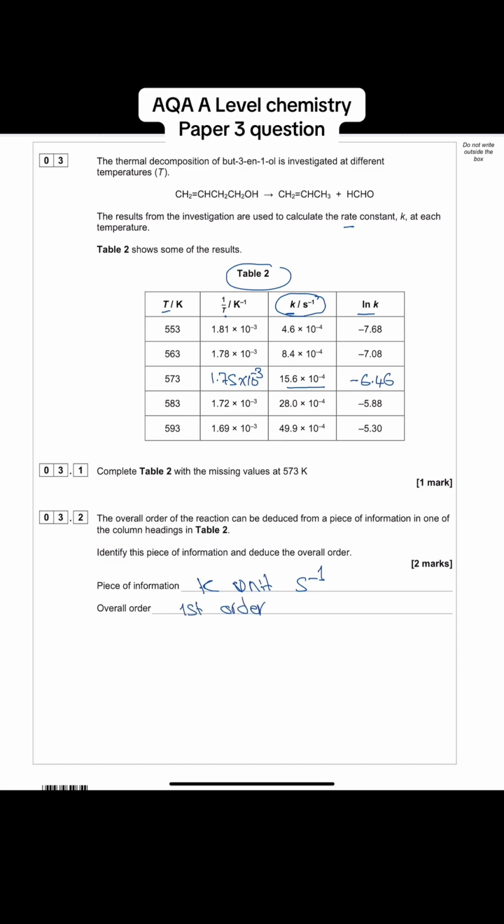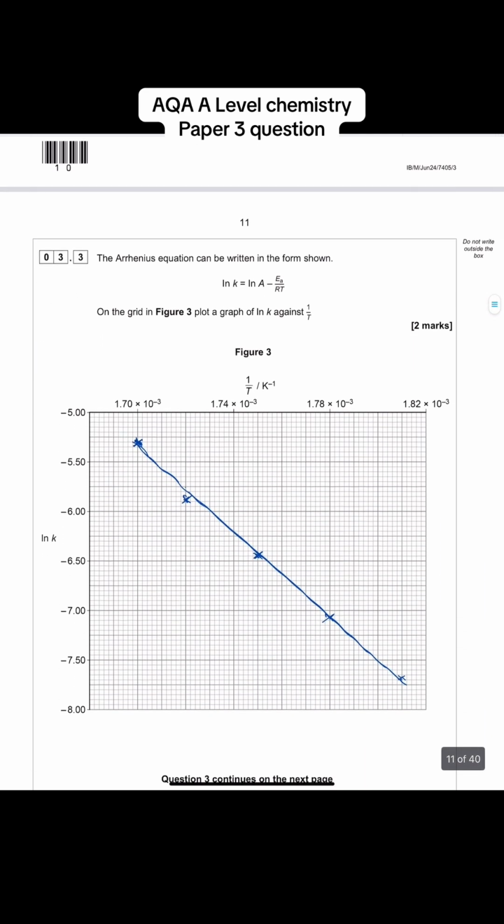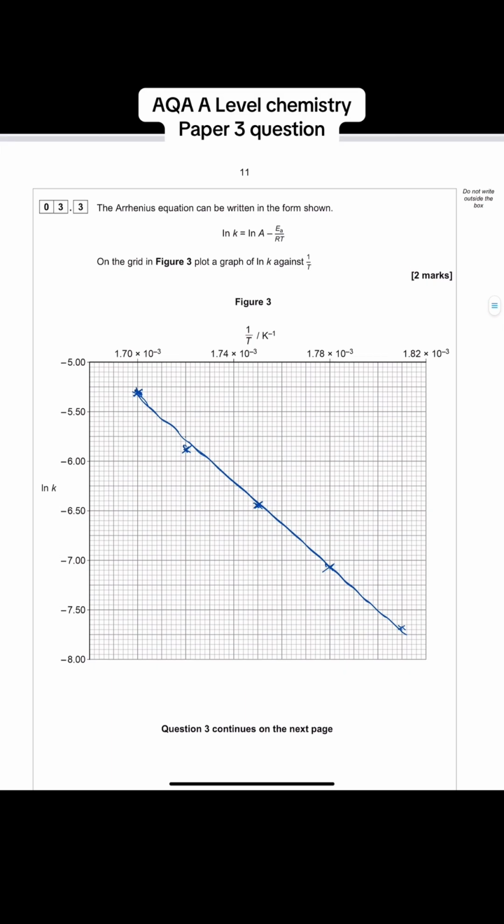This is because the rate will be concentration over time in seconds, and if the k unit is second to the minus 1, that means the rate is actually 1 unit of concentration times the rate constant, so it's first order. Then they want you to plot the data from the table into the graph. Of course, they give you the equation, the natural logarithm form of the Arrhenius equation. I'm not going to do this in front of you. I've already done it. It's going to be a straight line.